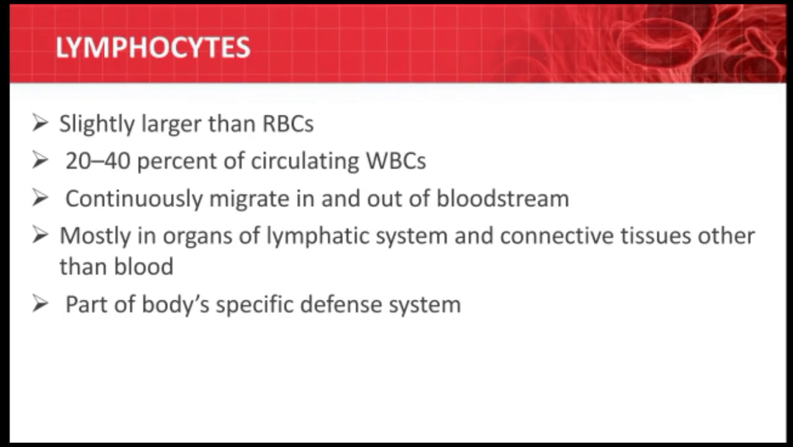Lymphocytes of white blood cells. They are slightly larger than red blood cells and make up 20 to 40% of circulating white blood cells, and continuously migrate in and out of the bloodstream. They are mostly in organs of the lymphatic system and connective tissues other than blood. They are also part of the body's specific defense system.